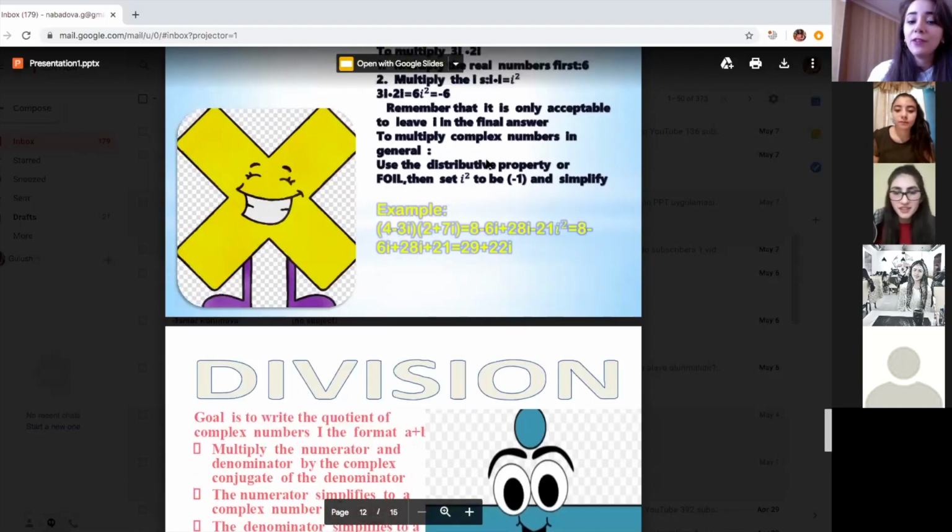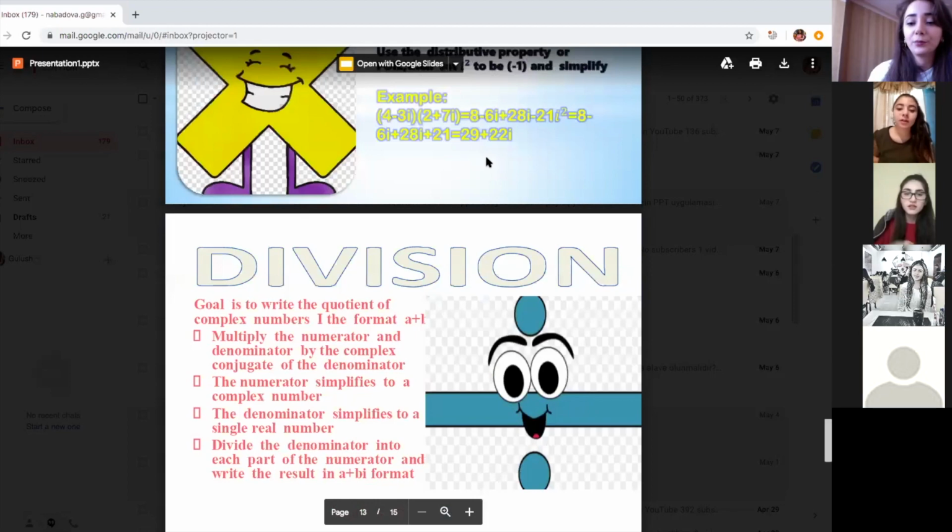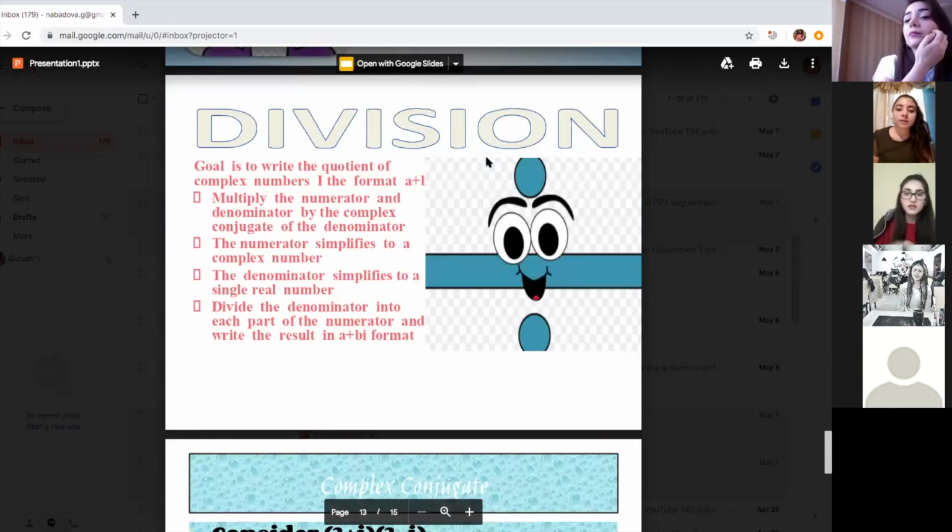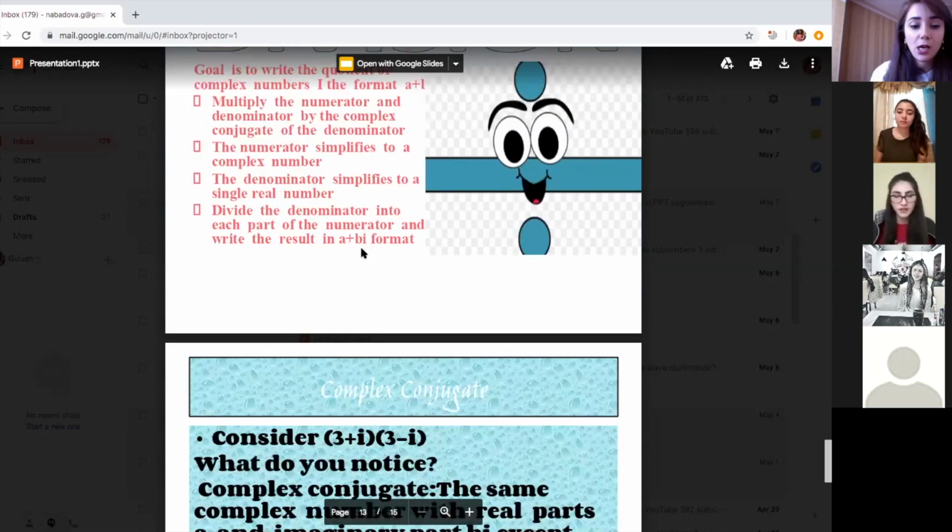rational numbers. So division. What about division? Division. The goal is to write the quotient of a complex number in the format a plus bi. Multiply the numerator and denominator by the complex conjugate of the denominator. Third, the denominator simplifies to a single real number. Fourth, divide the denominator into each part of the numerator and write the result in a plus b times i format. Great. And the next, complex conjugate.